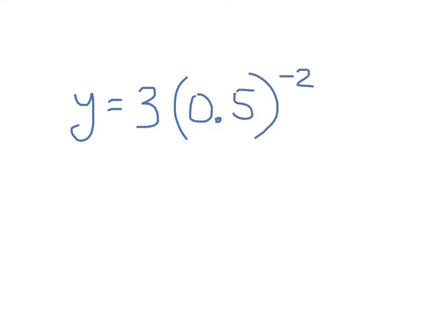Okay, let's do the next one. y equals 3, parentheses, 0.5 to the negative 2. Now, when you have a negative exponent, do you remember in the first part of the chapter where we got rid of the negative exponent by putting it to the bottom? We don't need to do that on this problem. We just need to type it in my calculator and see what happens. So I'm going to take 3, parentheses, 0.5, close it, caret, because caret means the exponent, to the negative 2, and see what comes out.